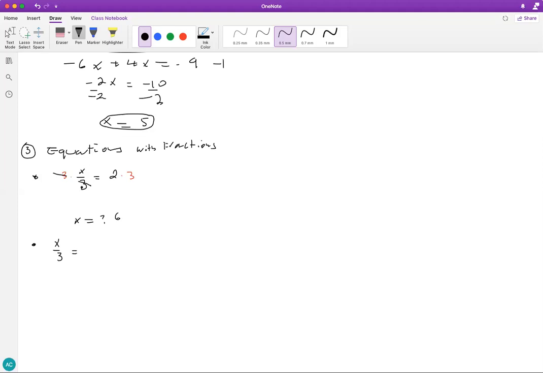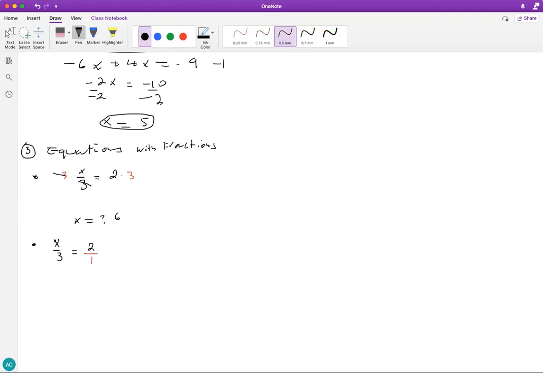The second method to do the same one is this. Let's take the same one, x over 3 equals 2. Another method is what we call cross multiplying. For cross multiplying, we need to have two fractions, one on each side. But this one is not a fraction, so we need to make it a fraction. How do you do that? 2 over 1. That's right, just put it over 1.